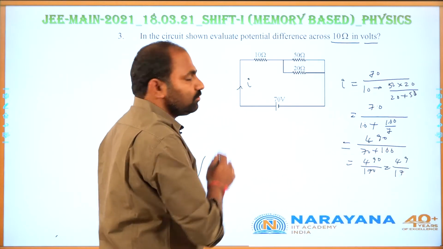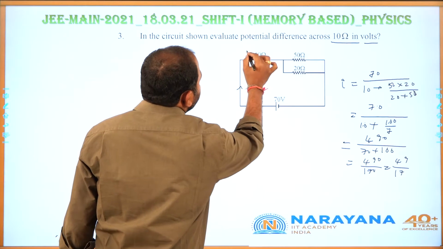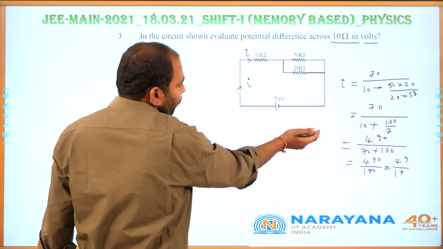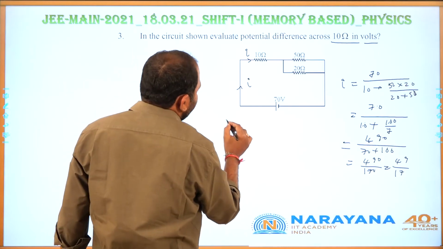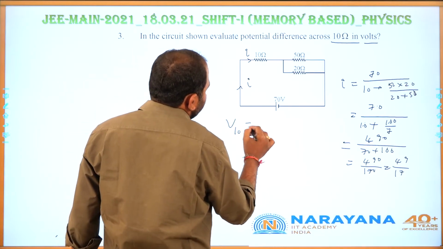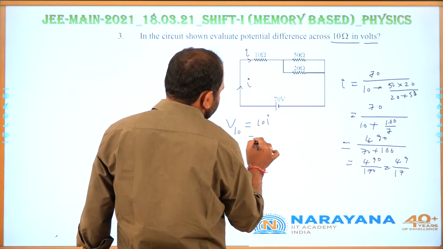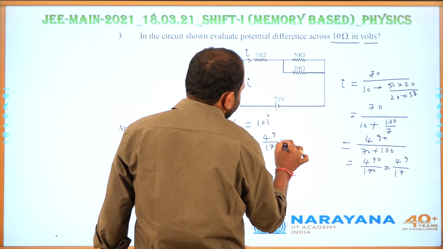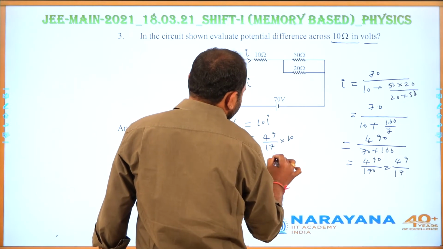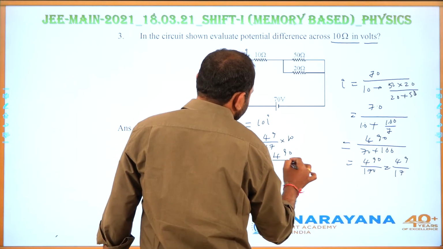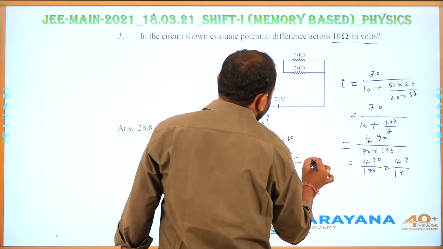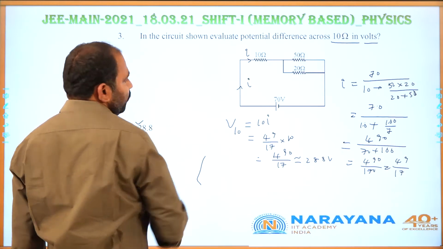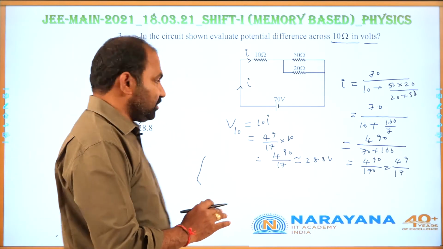This is the current flowing through the circuit. Now the current flowing through the 10 ohm resistor is the same as that flowing through the battery. So the potential difference across the 10 ohm resistor will be 10 times I. So this is 49 by 17 into 10. This is clearly 490 by 17. On simplification, it is 28.8 volts. So the answer is 28.8 volts. Let us go to the fourth question.